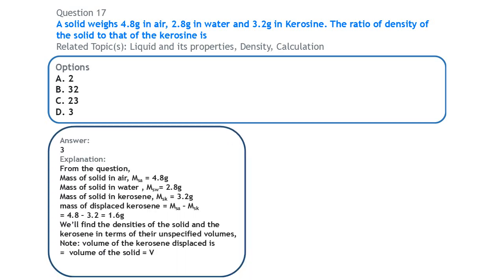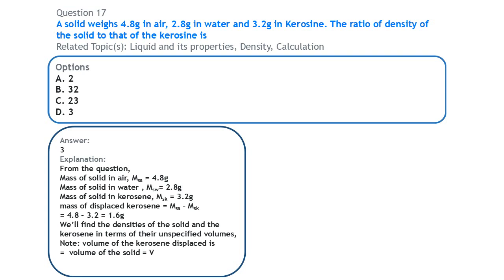Alright, so what we need to do here first is let us look at the information that we are given from the question. The mass of the solid in air is 4.8, as we have it here. The mass of the solid in water is 2.8. The mass of the solid in kerosene is 3.2. So what we are going to look at is the mass of the displaced kerosene. That will be equal to the mass of the solid in air minus the mass of the solid in the kerosene. That's 4.8 minus 3.2, and that is equal to 1.6.